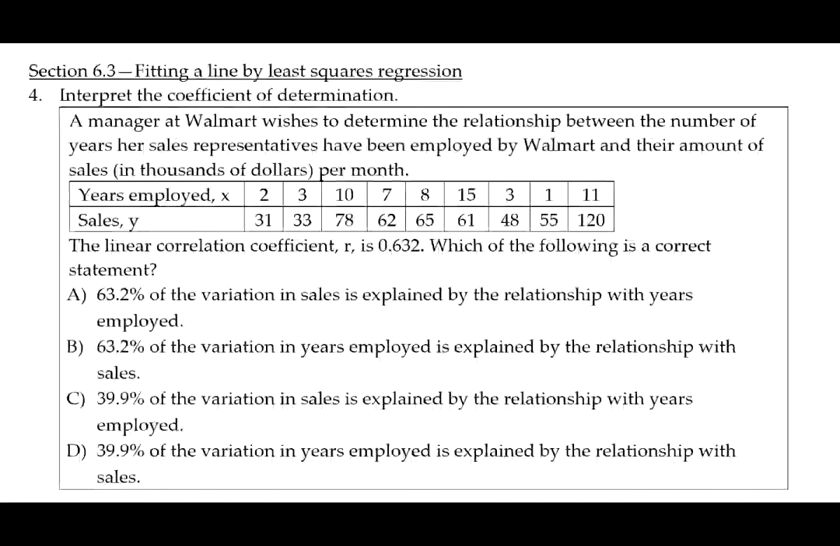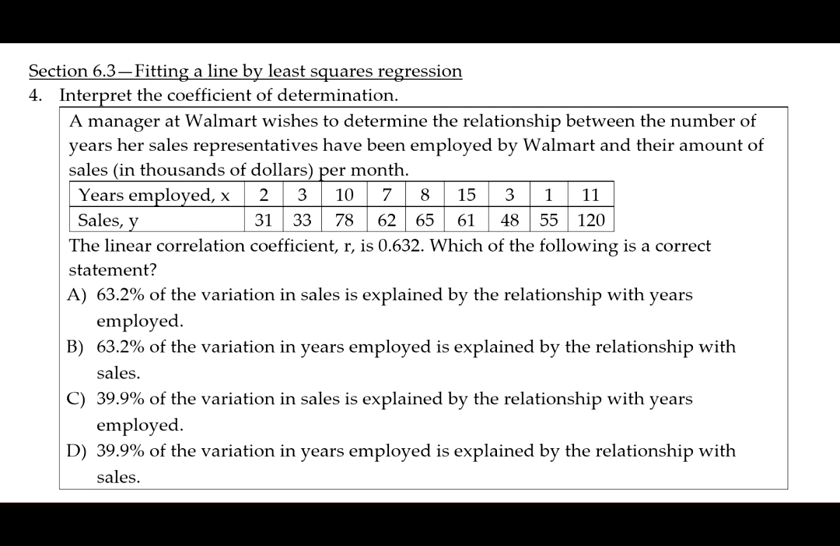variable. For example, a manager at Walmart wishes to determine the relationship between the number of years her sales representatives have been employed by Walmart and their amount of sales in thousands of dollars per month. The data is given below, and you can see that our explanatory variable x is years employed and our response variable y is sales. The linear correlation coefficient r is 0.632. Which of the following is a correct statement?